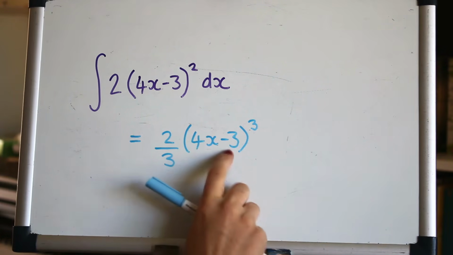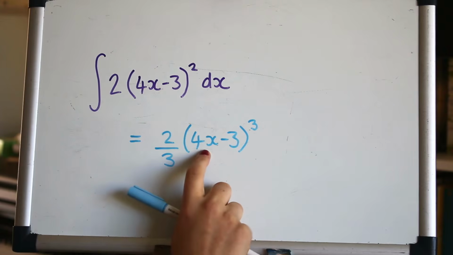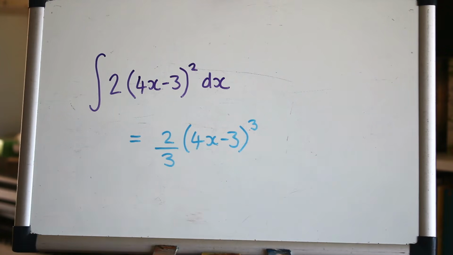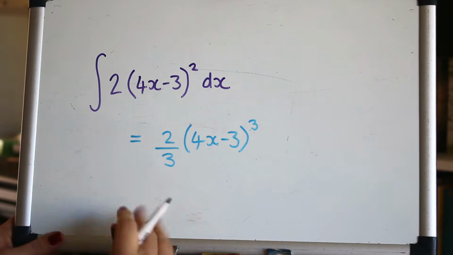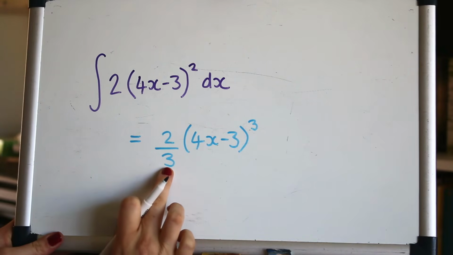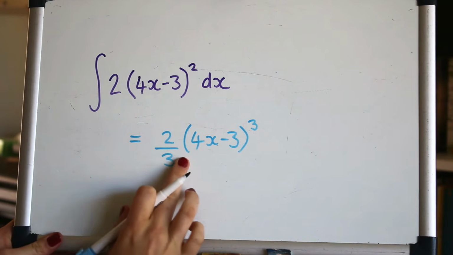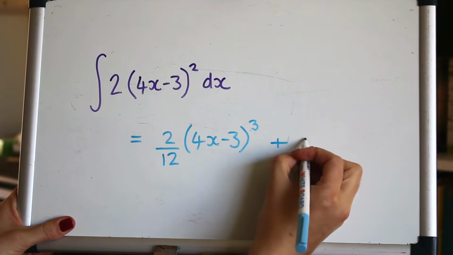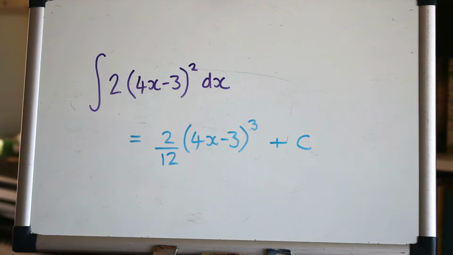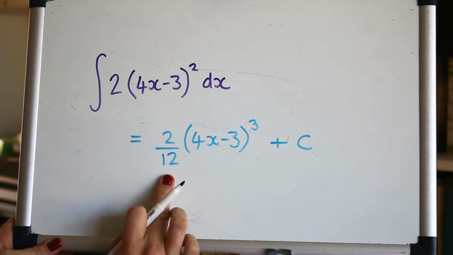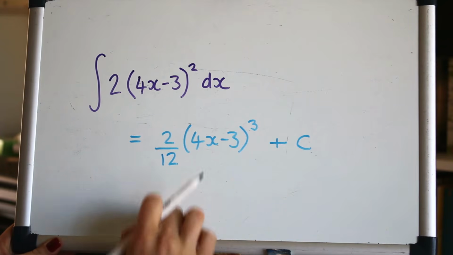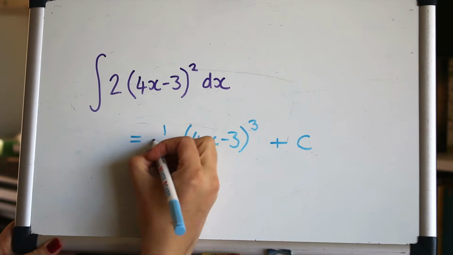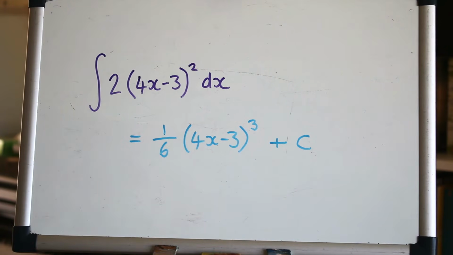Now the derivative of the inner function will be just 4 and we need to divide by that as well. So I'm going to put the 4 down with the 3, multiplying together to get 12. This is indefinite integration, so we'll need a plus c, and then our 2 over 12 will just simplify to 1 over 6. And that's it. So integrating the outside and dividing by the derivative of the middle.